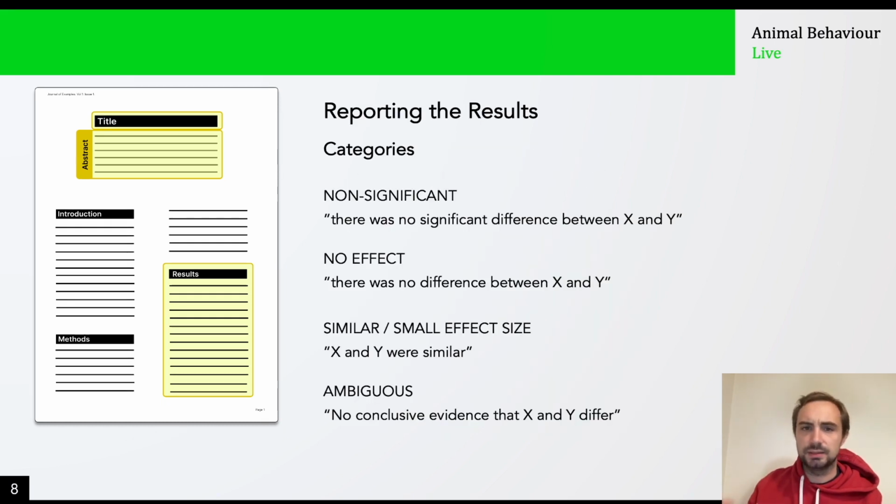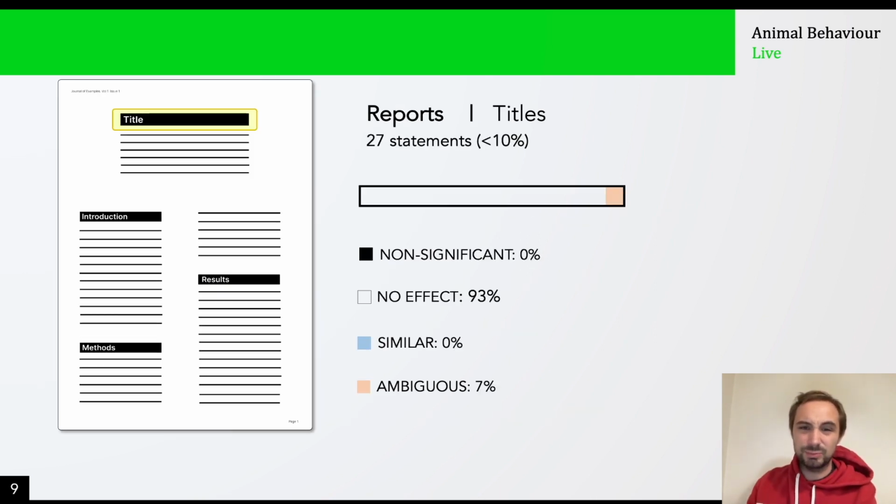We split the results into different categories. Either they were non-significant, so they reported that the results were non-significant, or they made this claim that there was no difference between X and Y, so this was categorized as no effect. We also had 2 other categories that were based on whether the authors reported that the effect sizes were similar, or in some cases we had ambiguous results. So what did we find?